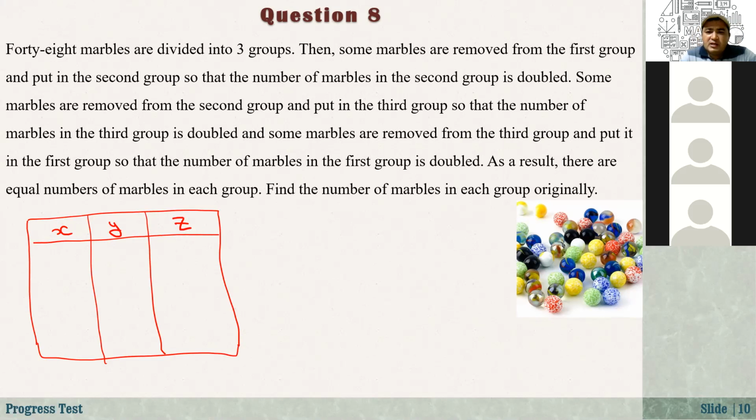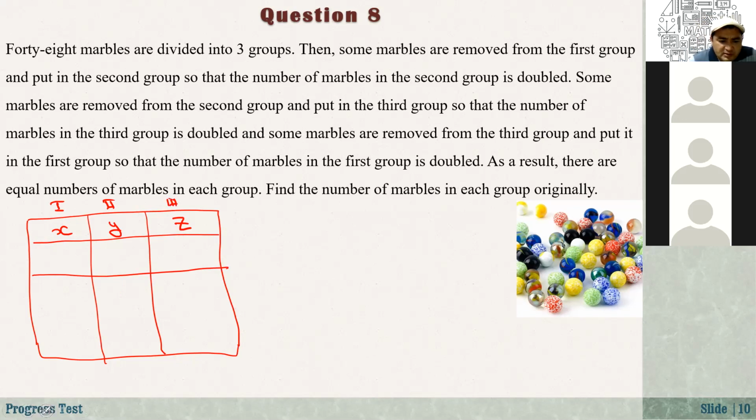So then some marbles are removed from the first group and put in the second group so that the number of marbles in the second group is doubled. Okay, we are talking about the first step, right? We are just getting some from X to Y, removed from the first group and put in the second group.